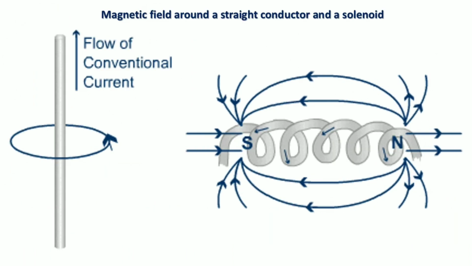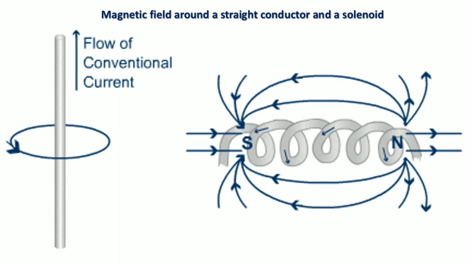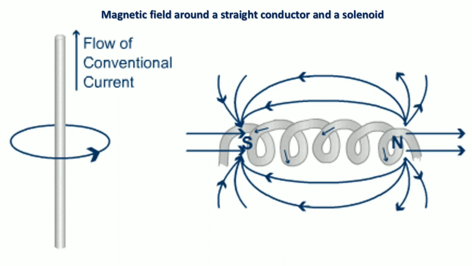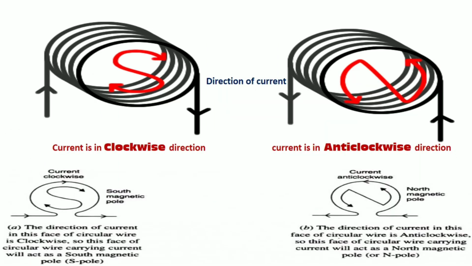This is a comparison of the magnetic field lines around a straight conductor and a solenoid. In a circular loop, if the current is in the clockwise direction, then it is a south pole. And if the current is in the anti-clockwise direction, then it can be considered as the north pole.